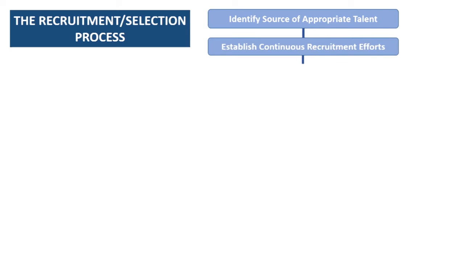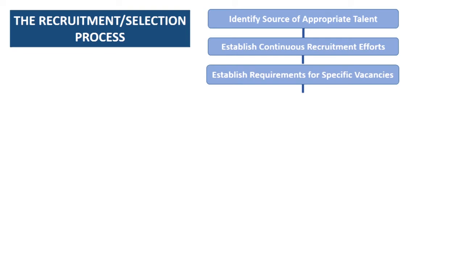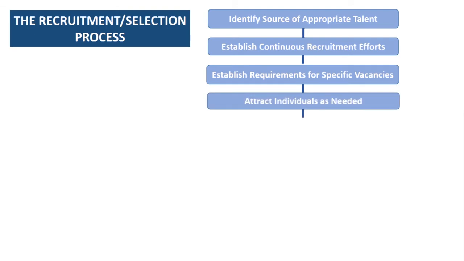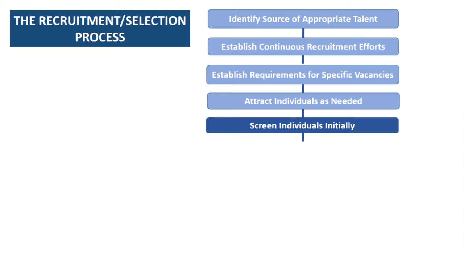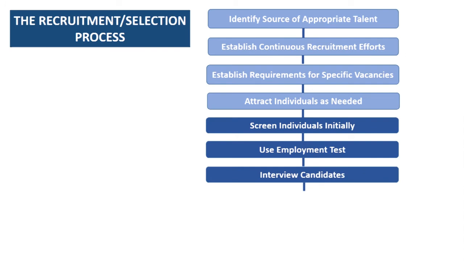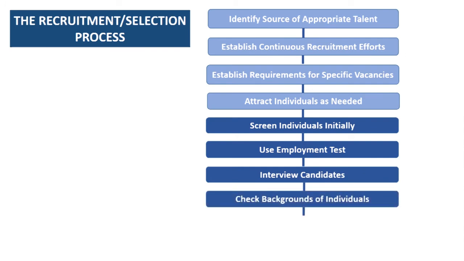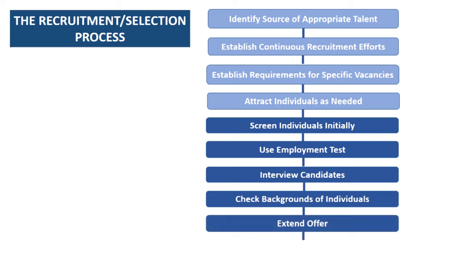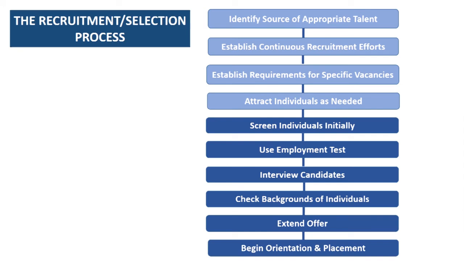The first step in recruitment is to identify the source of appropriate talent. Then, we establish continuous recruitment efforts. And the third step is to establish requirements for specific vacancies. And then, attract individuals as needed. This is followed by the selection process, in which the first step is where individuals are screened. Then, employment tests are used, candidates are interviewed, backgrounds of individuals are checked, then the offer is extended, and in the end, orientation and placement begins.